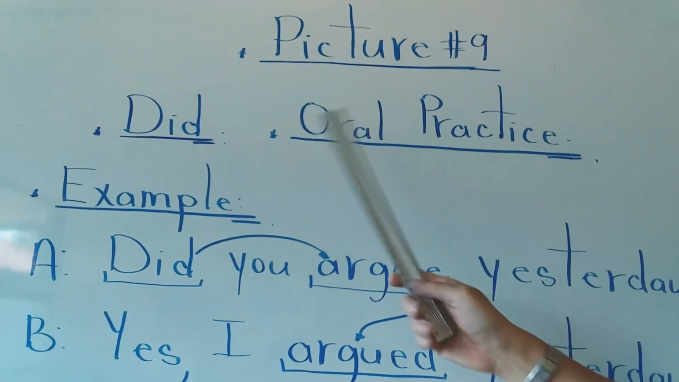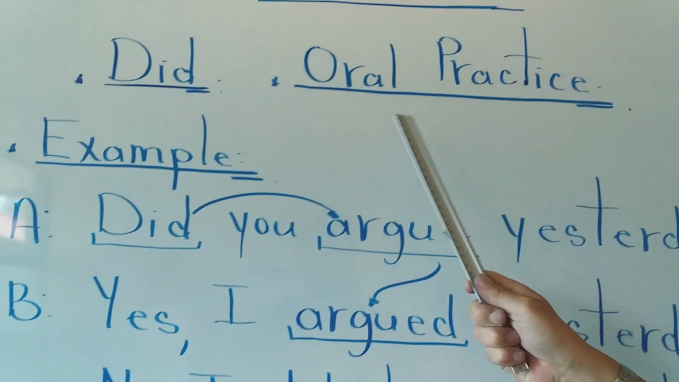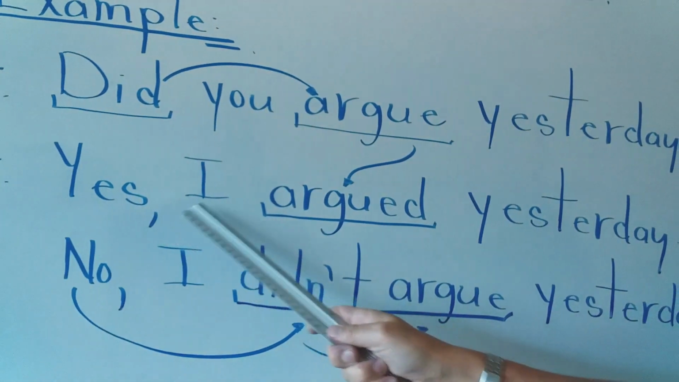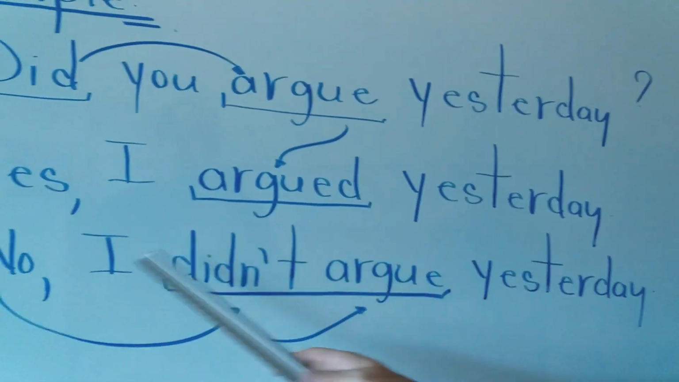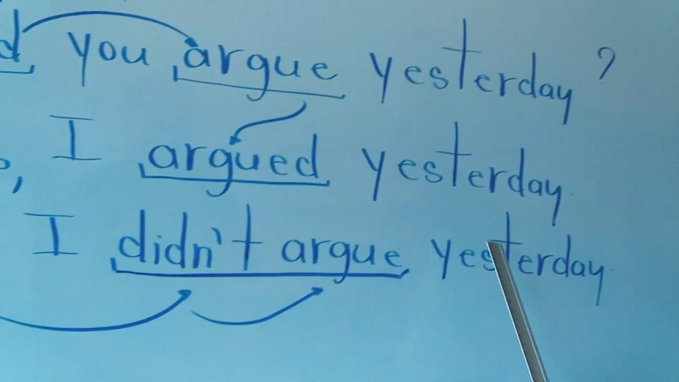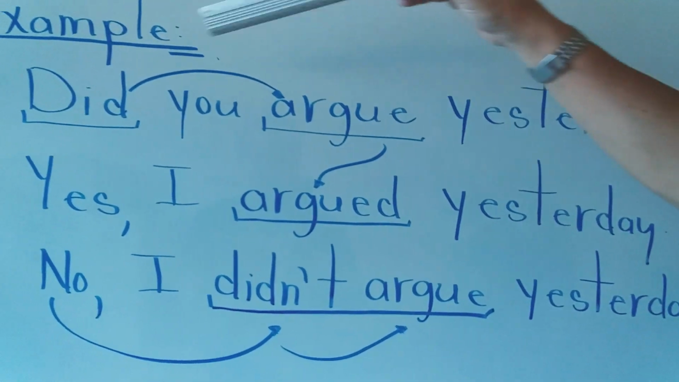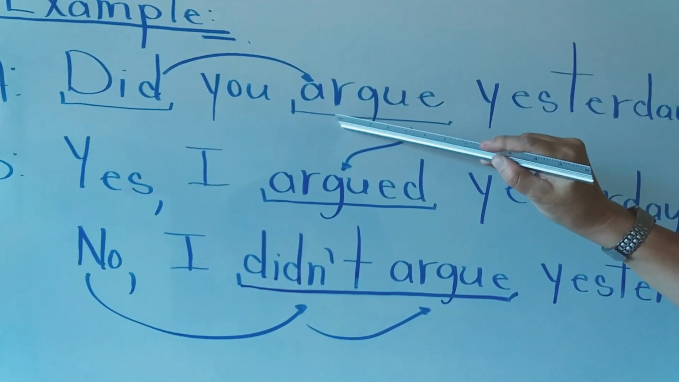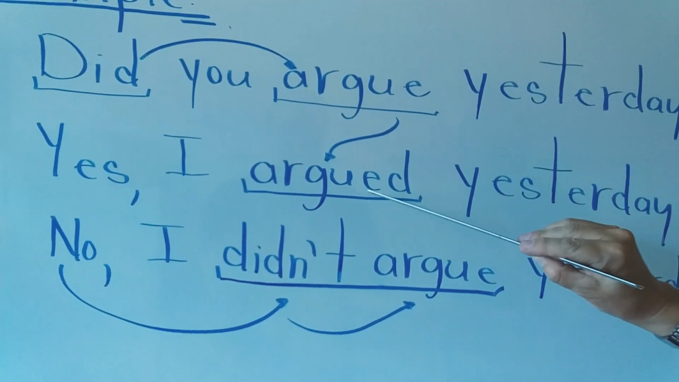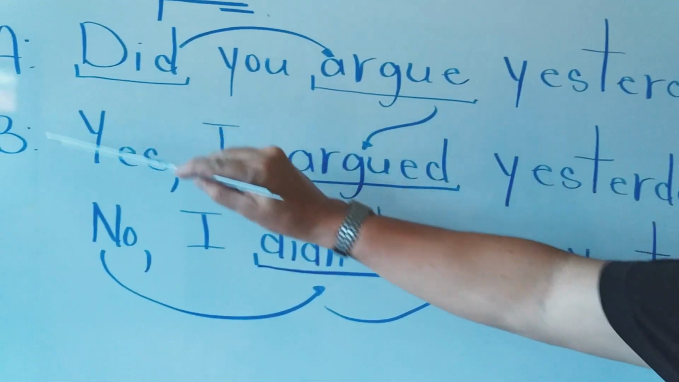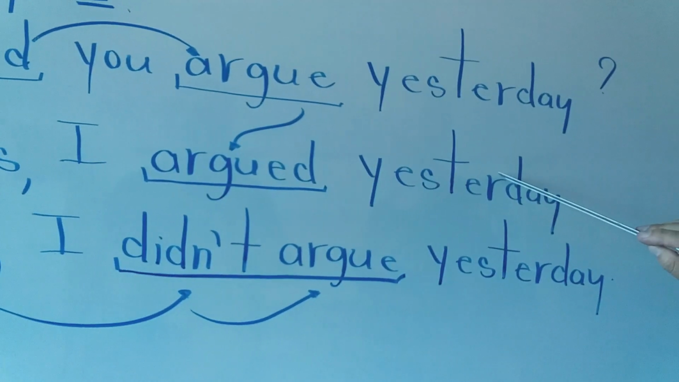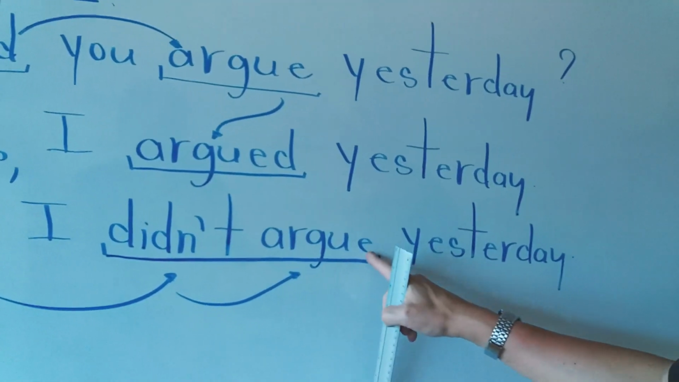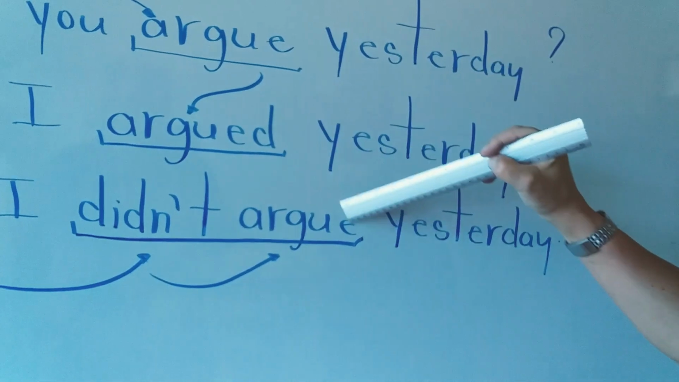Picture number 9. Did. Oral practice. Example. Did you argue yesterday? Yes, I argued yesterday. No, I didn't argue yesterday. Let me remind you. When the question is with did, use the verb in simple form, and the simple past only for the affirmative long answer. When it's negative, use didn't and the verb in simple form. Thank you.